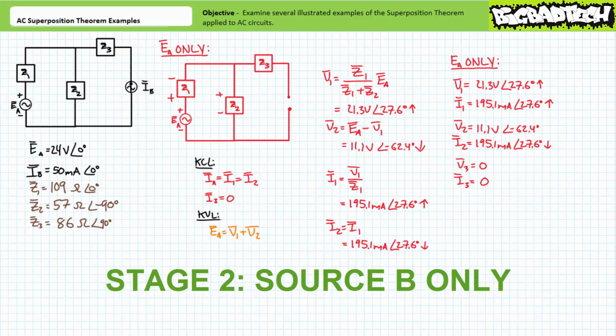Once we've got these values, we'll move on to stage 3 and summate our results, accounting for not only magnitude and phase shift, but also polarity and direction. By all means, pause the lecture and try stage 2 on your own. If you're tracking, you should have obtained the following results.